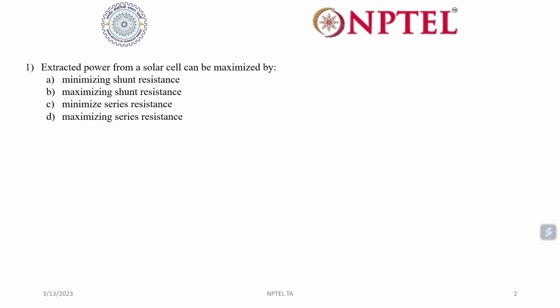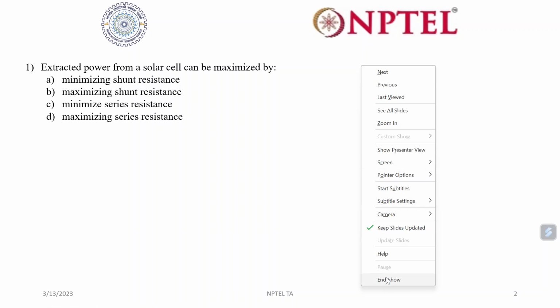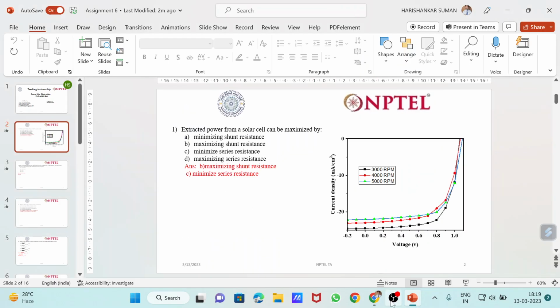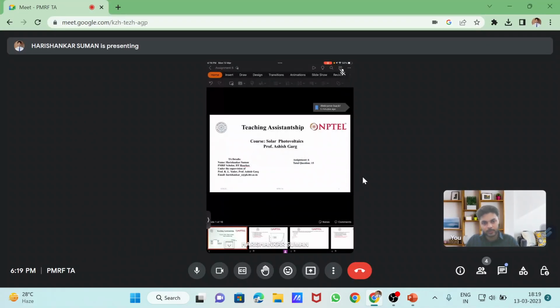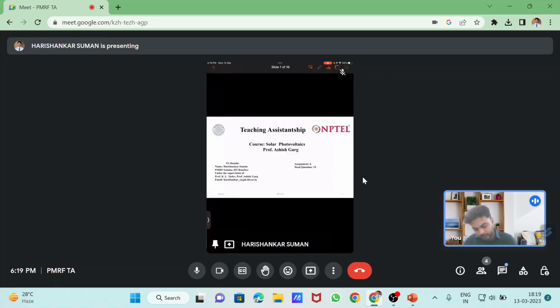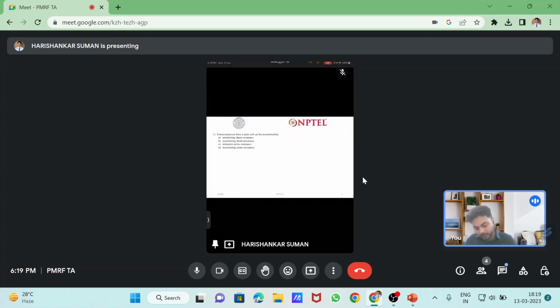For shunt resistance, if there are trap states, recombination and impurities present, there may be recombination. That's why the current ISC will decrease. To minimize this, we increase the shunt resistance. Okay, you are right.